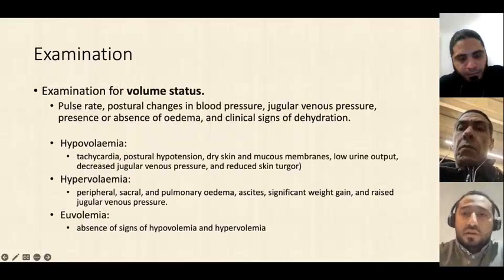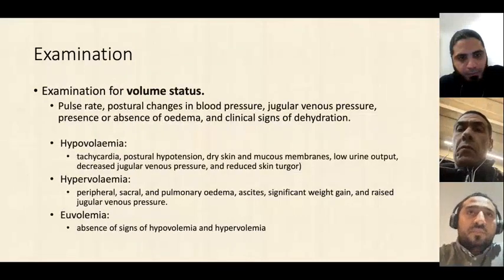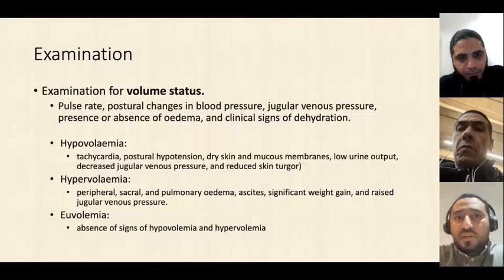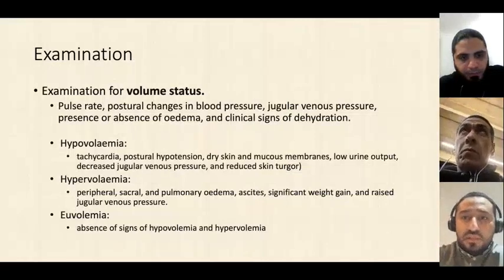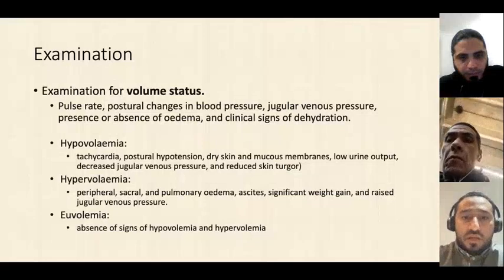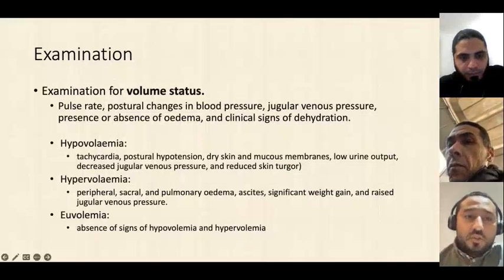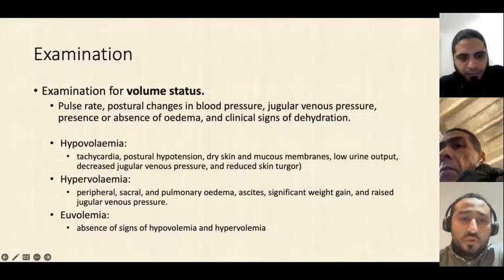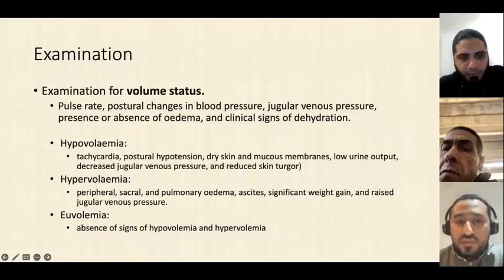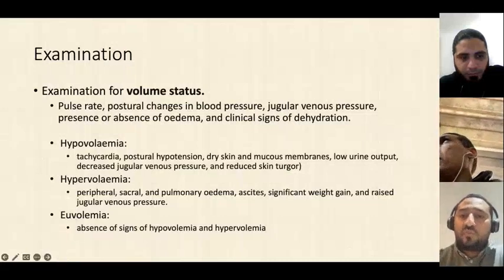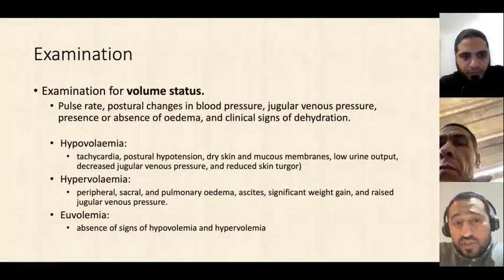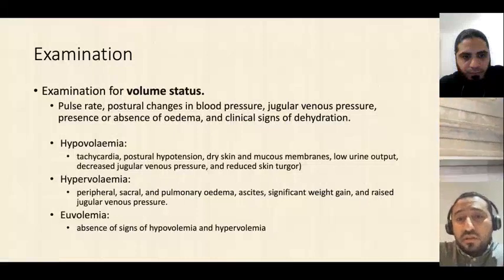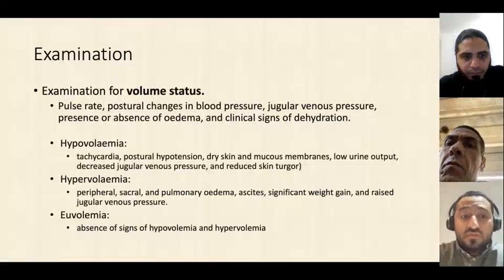Examination is very important in a patient with hyponatremia to determine if the patient is hypervolemic, hypovolemic, or euvolemic, because the causes will be different in each case. To examine for volume status, we need to check his heart rate, if there is any postural change in blood pressure due to hypovolemia, check his jugular venous pressure, and check the presence or absence of peripheral edema or clinical signs of dehydration.